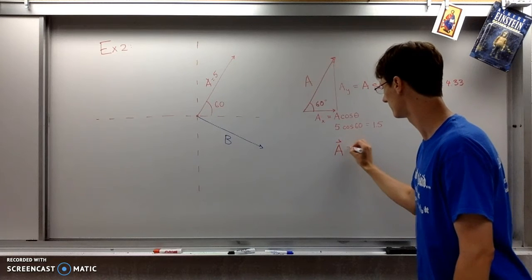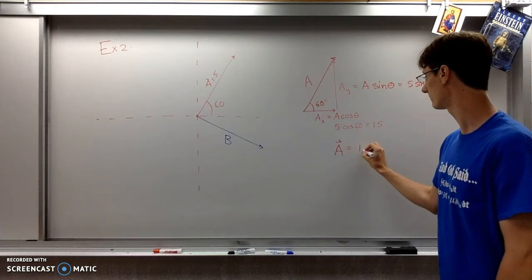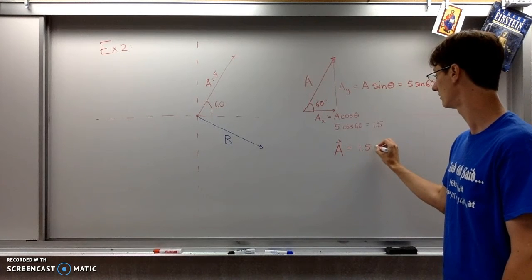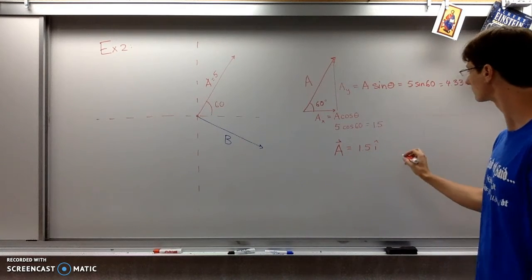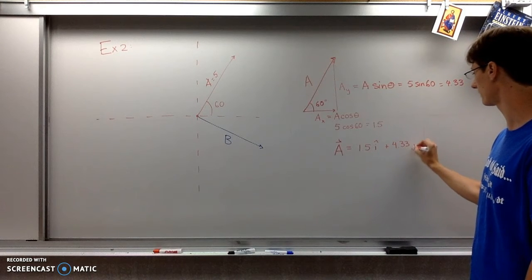Here's vector A. In unit vector notation, 1.5 i plus 4.33 j.